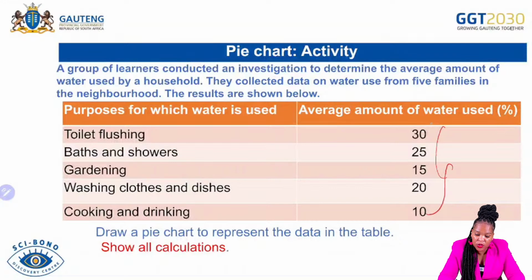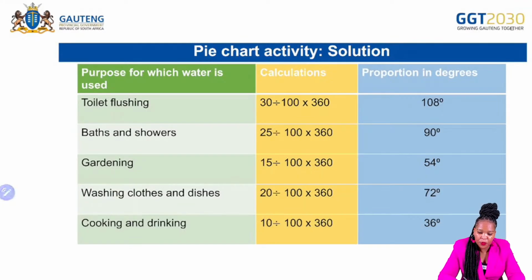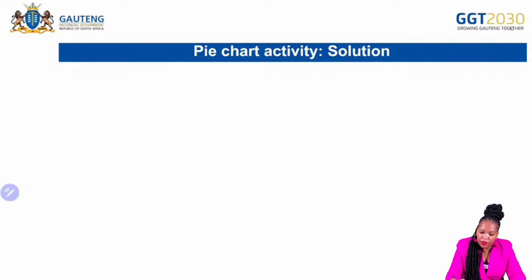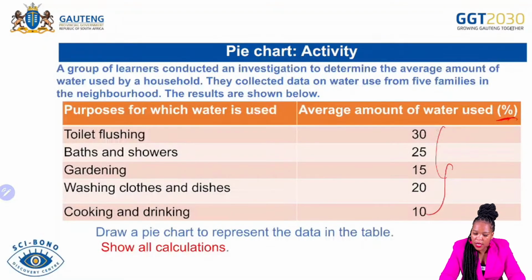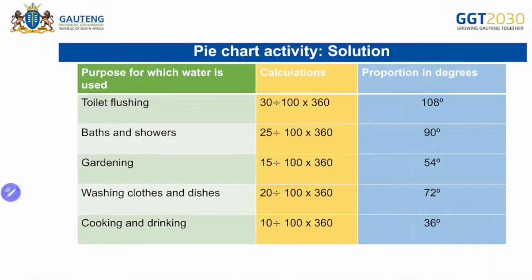The first thing that you must work on are the values that you have in percentages. So what must you do? The first part, you must total them. So you must add your 30 plus 25 plus 15 plus 20 plus 10. All of them will give you 100. So they all are equal to 100. That is the first step that you need to do. Then what do you do with that 100?